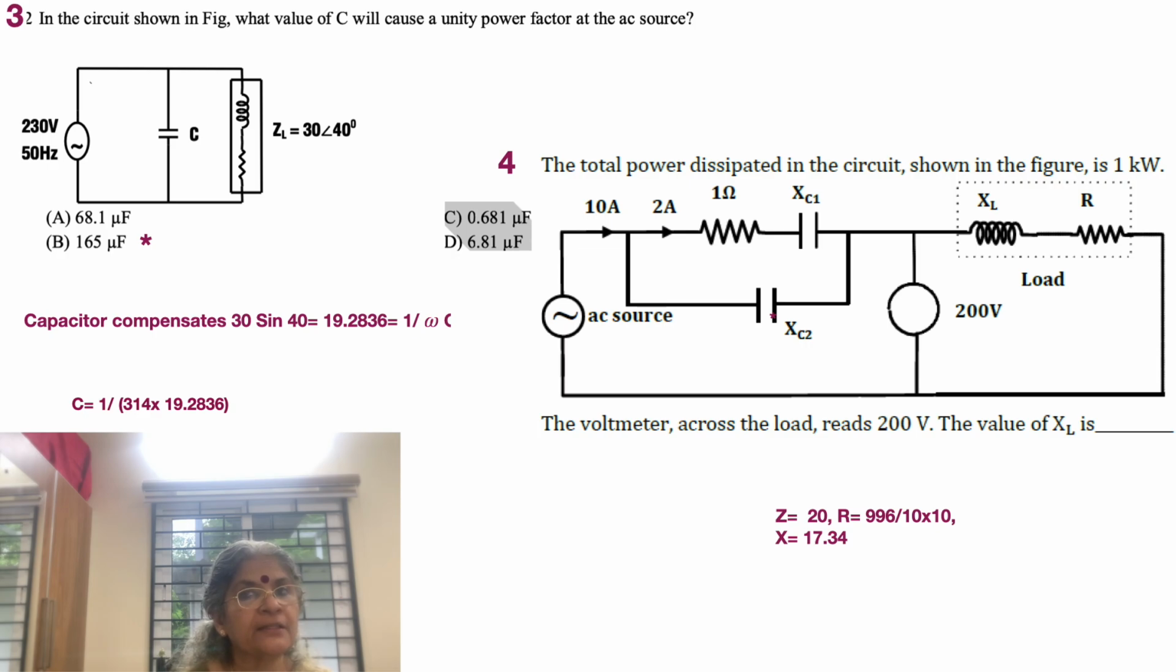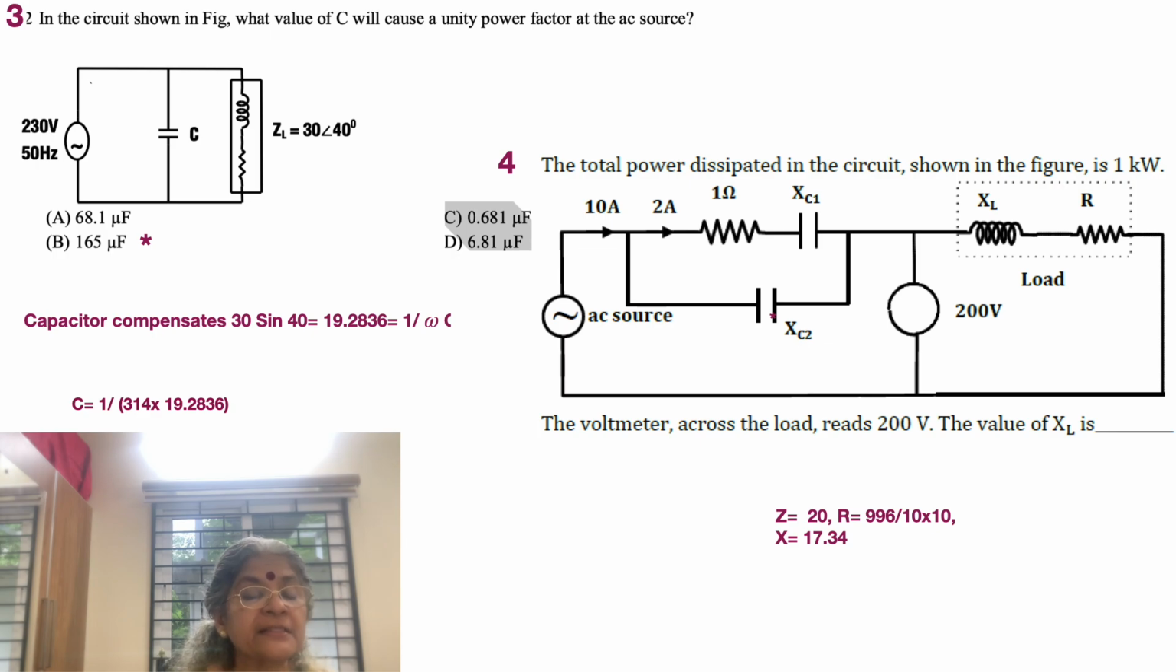230 volt, 50 hertz. So what is 230? It's the RMS value. Only if you write 230 sin omega t, it means that 230 is going to be the maximum value. So the RMS value is given. Omega is also given as 50 hertz, which means that it's 314. In the circuit shown.